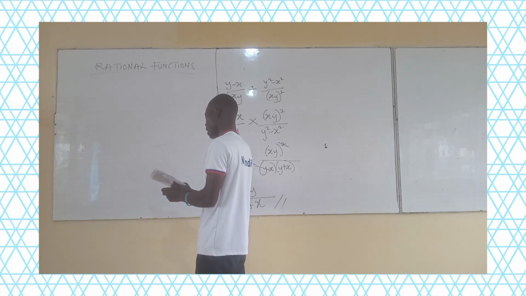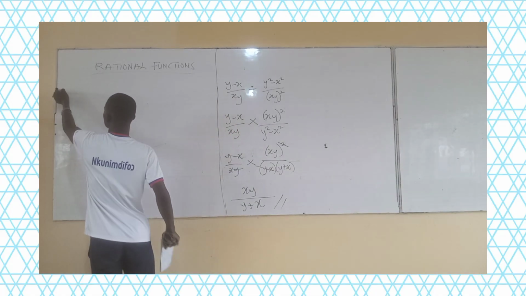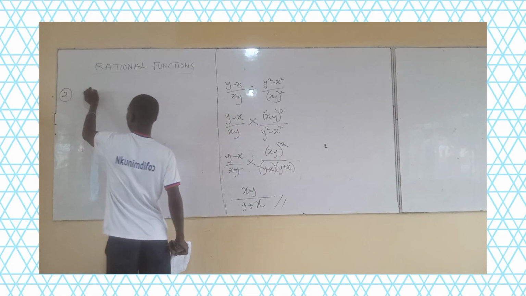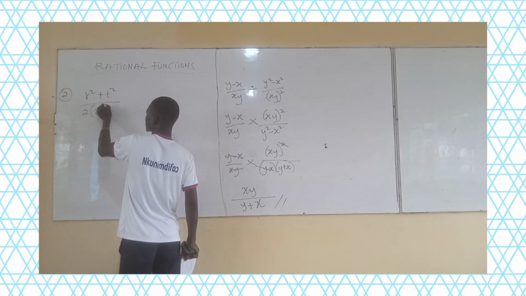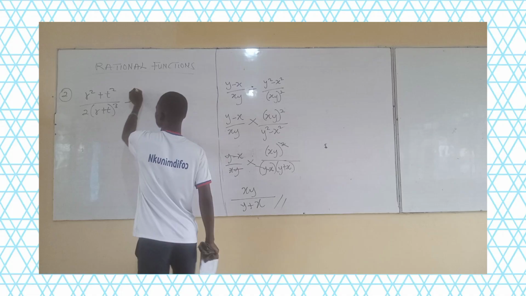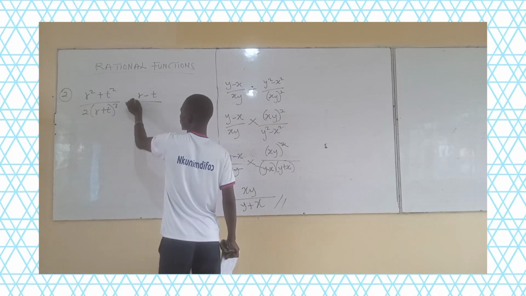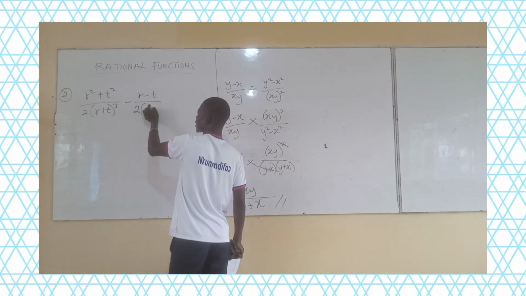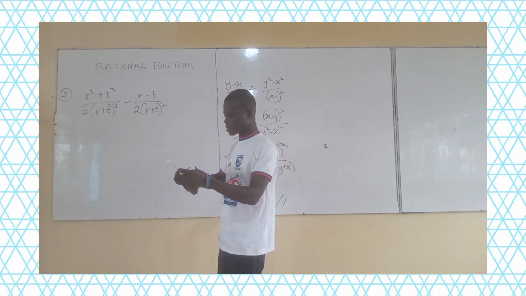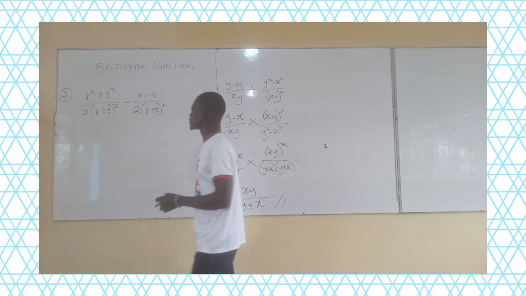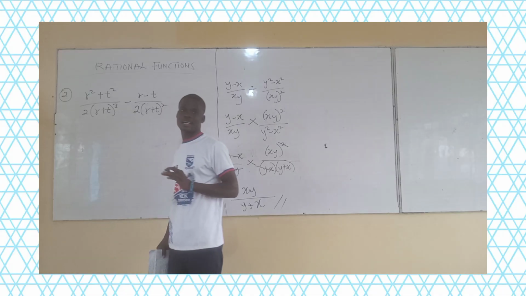Problem number 2 says you should simplify r squared plus t squared all over 2 bracket r plus t all cubed, minus r minus t all over 2 bracket r plus t all squared. So you have to take your time to simplify this problem.